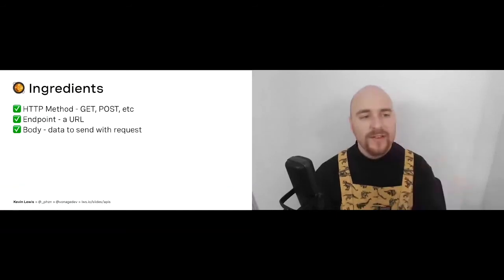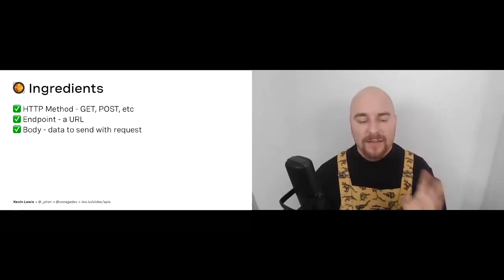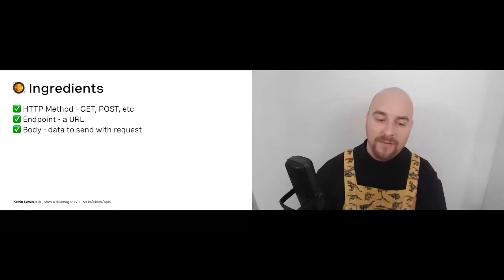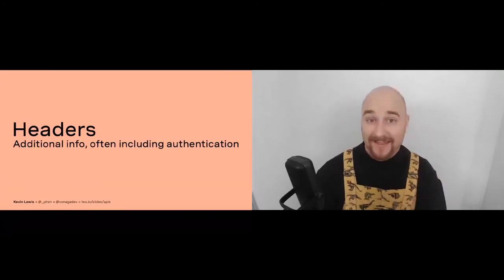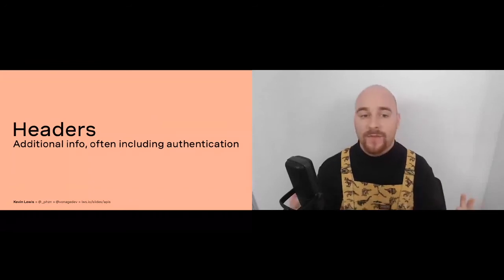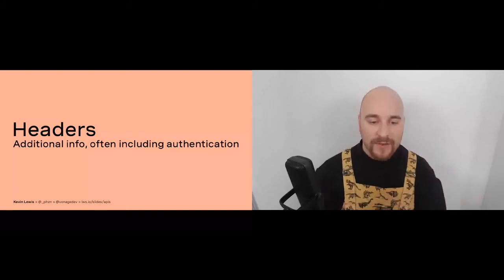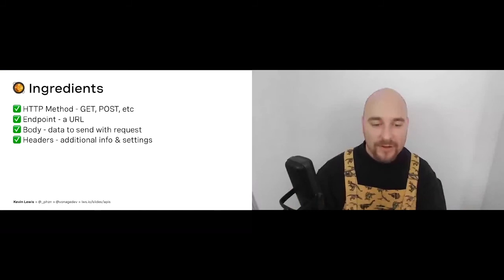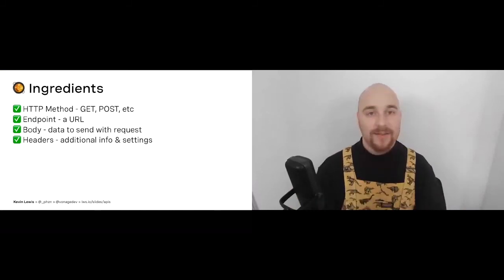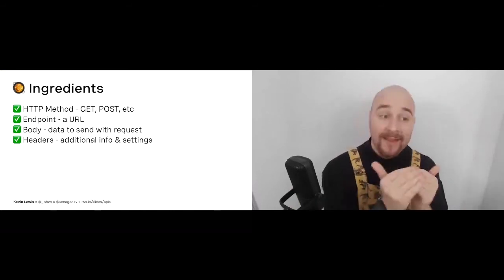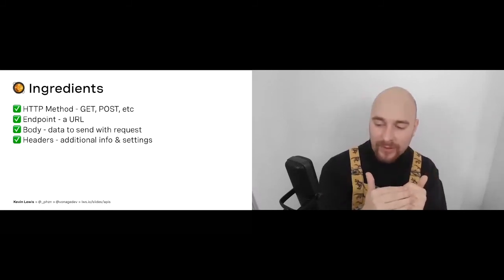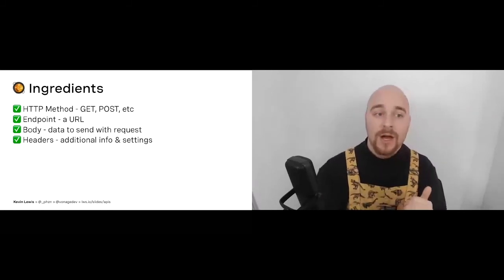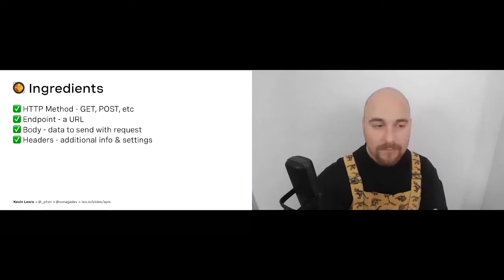So we have an HTTP method, an endpoint, and a body. Now, the final piece of information that we may need to send along with a request are headers, which include additional information, which often includes authentication details. I don't have a practical for this, but take note that you may see this in API documentation. So the four ingredients needed for an API request are always an HTTP method and an endpoint, and maybe also a body and headers.